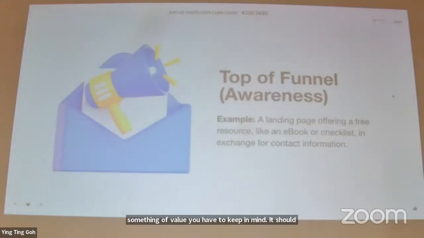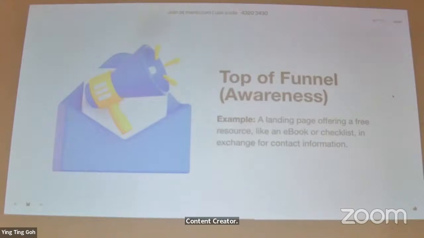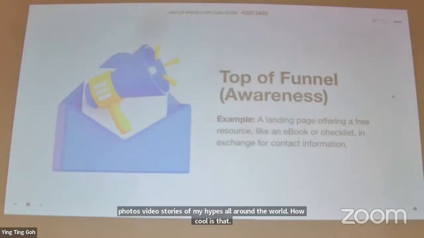audience. So let's imagine I'm a content creator and I like hiking. So my Instagram page is filled with the photos, videos, and stories of my hikes all around the world. How cool is that, right? And my audience loves seeing the world through my lens. They love interacting with me.